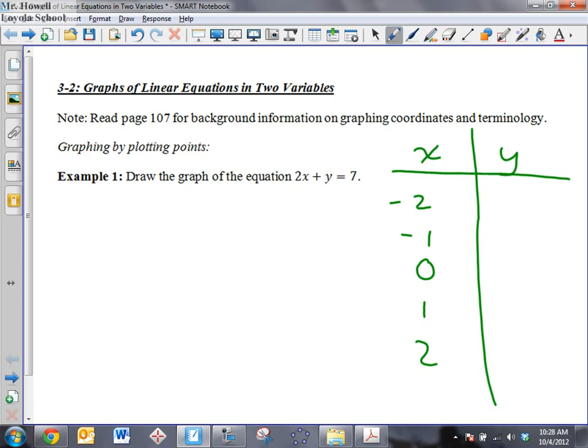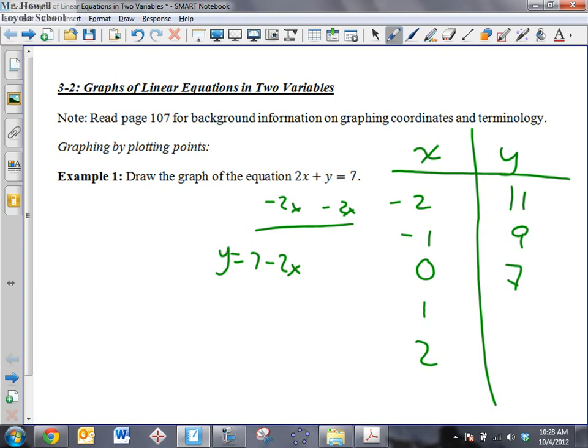Alright. Now, I don't want to do all this work, so what should I do to get y by itself? Subtract 2x, good. Alright? Now, when it's such a simple equation like this, I probably wouldn't use my calculator, to be honest. Just because you can do this faster in your head. Negative 2 is positive 4, 7 and 4 is 11. Negative 1 and negative 2 is positive 2, and 7 gives me the 9. This is going to be 0 and 7 is 7. What do you notice? What's the pattern?